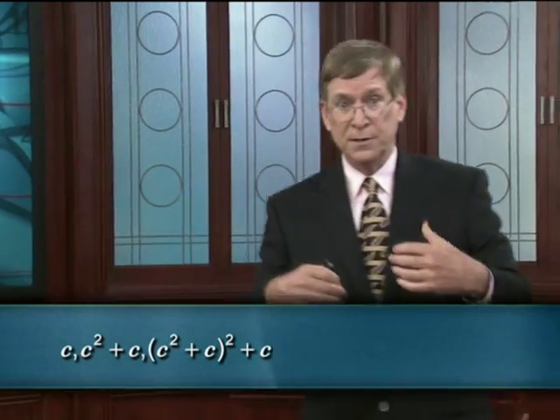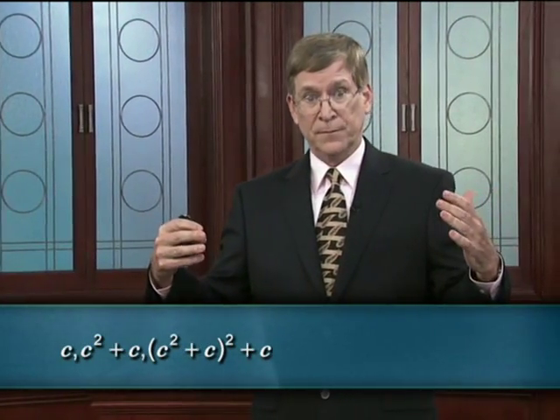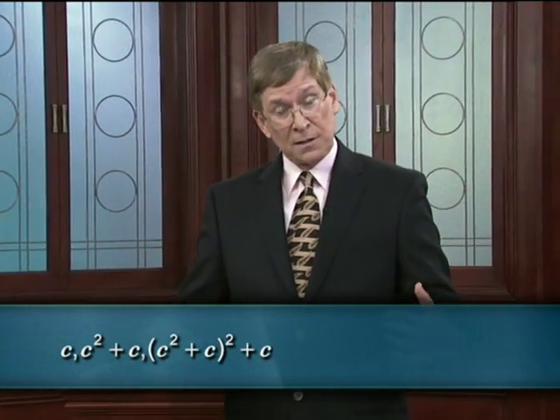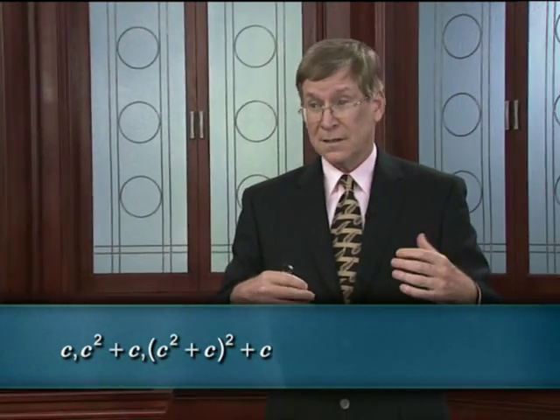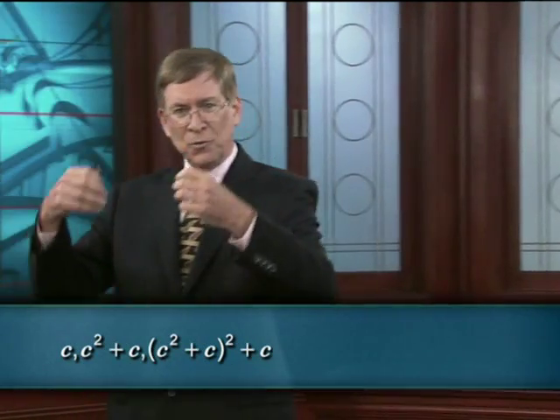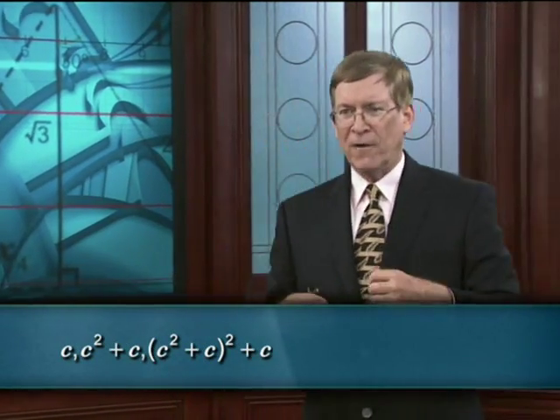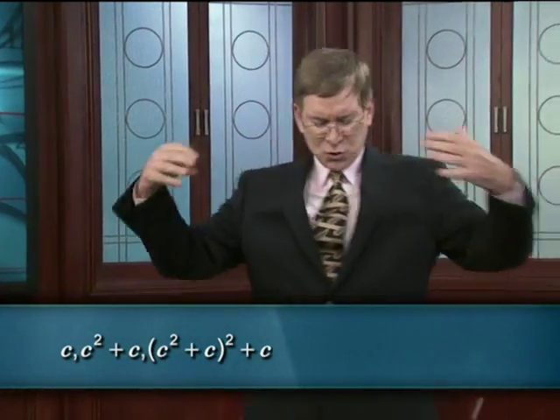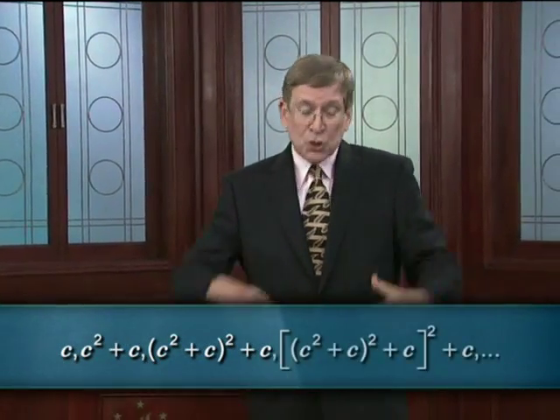So I square it and add C, and I have this new number. I square it and add C. It can be kind of complicated to do this, but I think you see the pattern. You start with C, square it, add C. Square that and add C. Square that and add C.